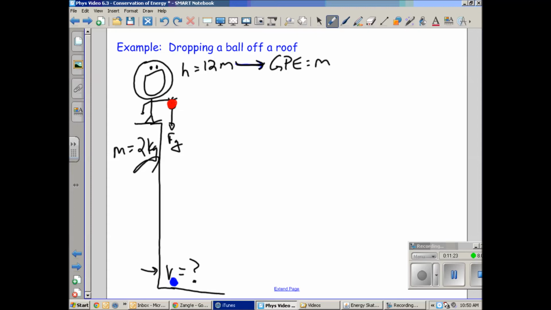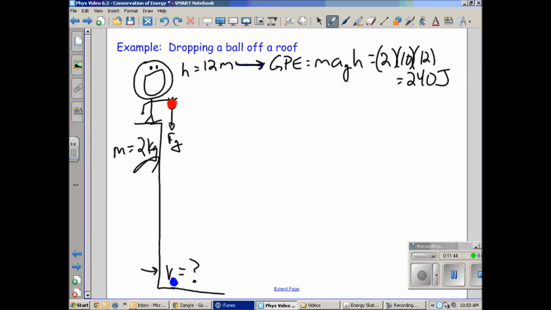So you're going to take the mass of the ball, multiply it by the acceleration of gravity, which would be 10 meters per second squared, and multiply it by the height, right? I'll write it out this one time. It's going to be 2 times 10 times 12, which gives you 240 joules of GPE, right?